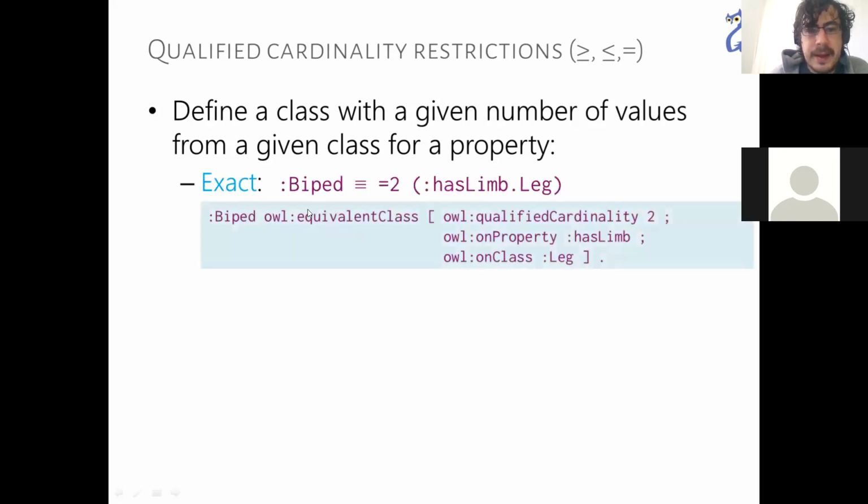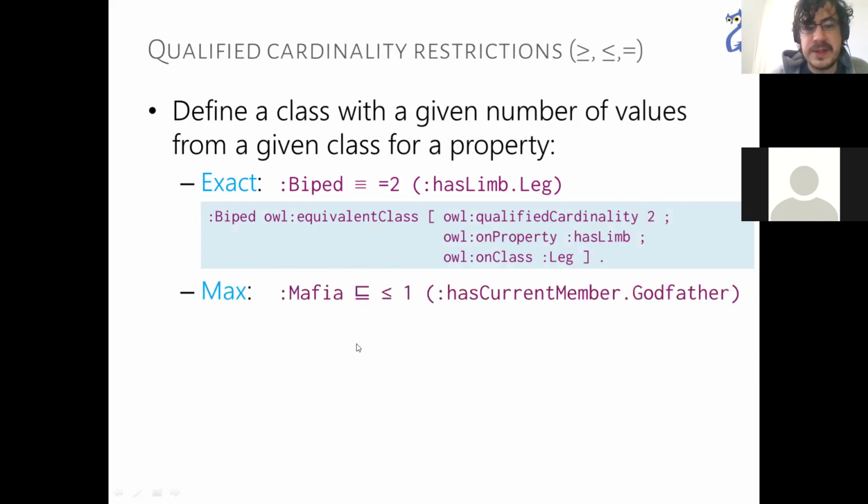So as an example, biped refers to animals that have 2 legs, okay? A biped is equivalent to the class of things having exactly 2 limbs that are of type leg. So a human is a biped, even though it has 4 limbs, but 2 of those limbs are arms and 2 are legs. We're only going to count the legs here. So this states that a biped is equivalent to the class of things that have precisely 2 limbs that are instances of leg. And here's the definition: biped equivalent class, qualified cardinality 2 on property has limb on class leg.